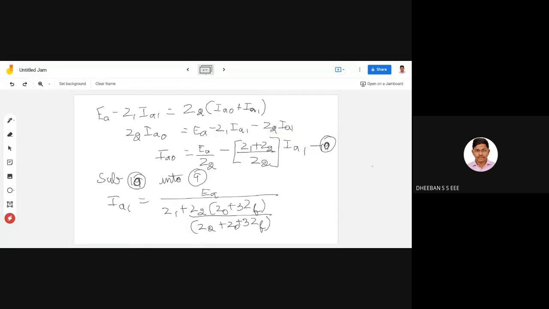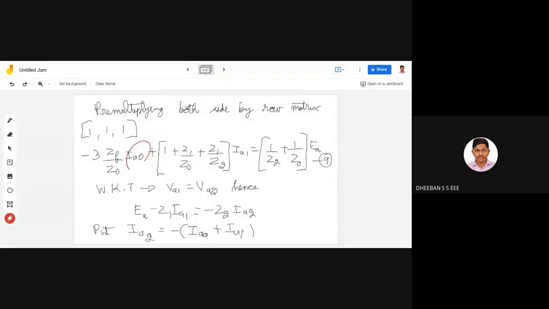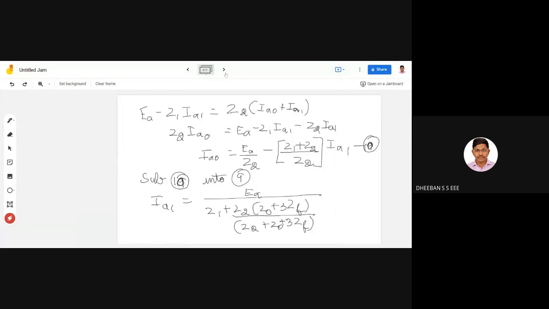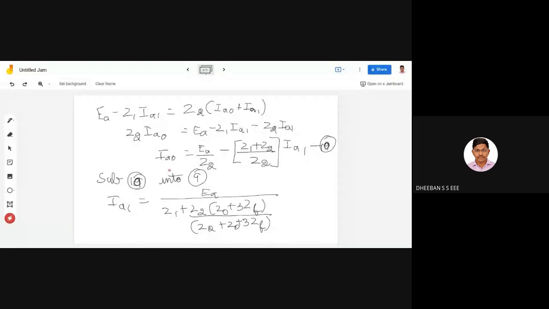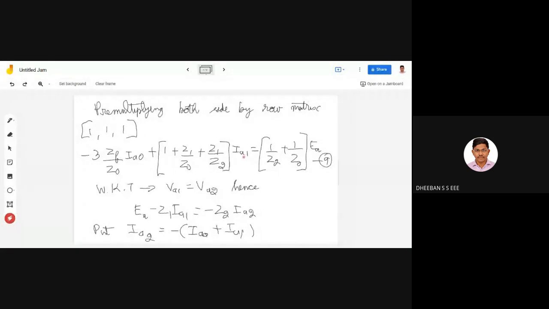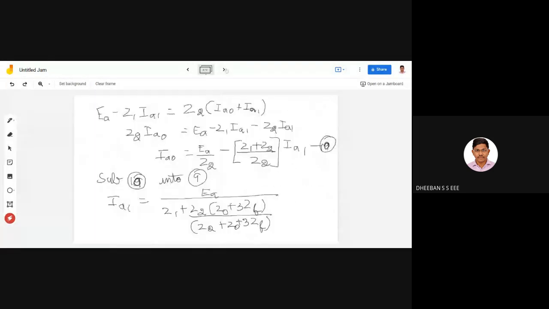Okay. And after this, you have to substitute this IA naught value over here. We are completely making this ninth equation in terms of your IA1. You have to find your IA1. Okay. So for that, we will completely change this ninth equation in terms of IA1. So you have to find IA naught first. That's what we have found out, and we are substituting it in your ninth equation. Okay, and from this, you can easily define your IA1. So IA1 finally will be EA by Z1 plus Z2, Z0 plus 3 ZF.